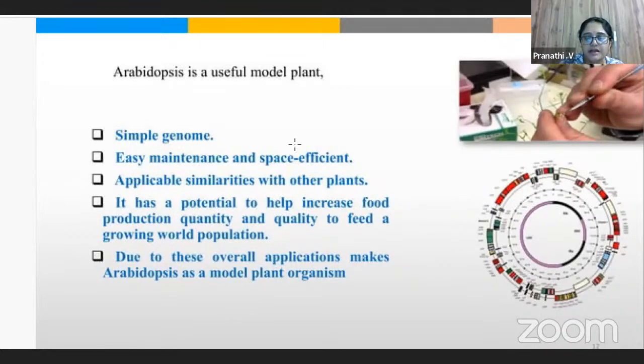And why is it a useful model plant again? Because of its simple genome, we have only 5 chromosomes, easy to maintain, space efficient, can be grown in the lab. Its principles are applicable to the other plants as well. Increase of food production, in terms of quality and quantity in the whole world, can be achieved by studying just this one plant. And overall application of all such practices through study of only one single plant has made it an excellent model for studying different kinds of plants.